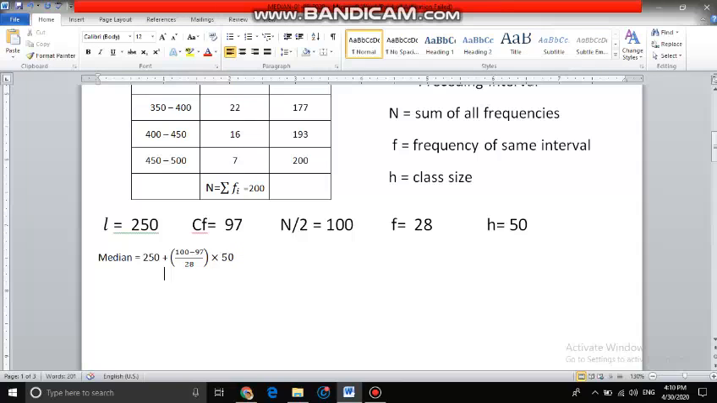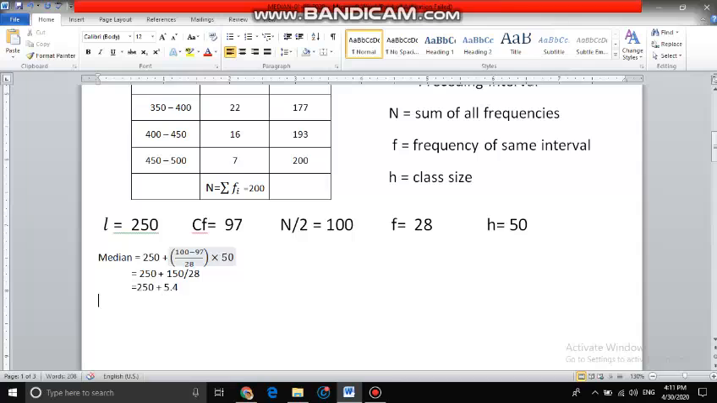Now let's see how you simplify this one. Which is equal to 250 plus, first simplify the bracket as per the BODMAS rule. You'll get 100 minus 97 is 3. Okay, 3 into 50 is 150. 150 upon 28. So if I divide 150 upon 28, can you guess the answer? What will come? You got the answer? Okay, this is equal to 250 plus 150 upon 28, which will come as, if I round it off, 5.4.